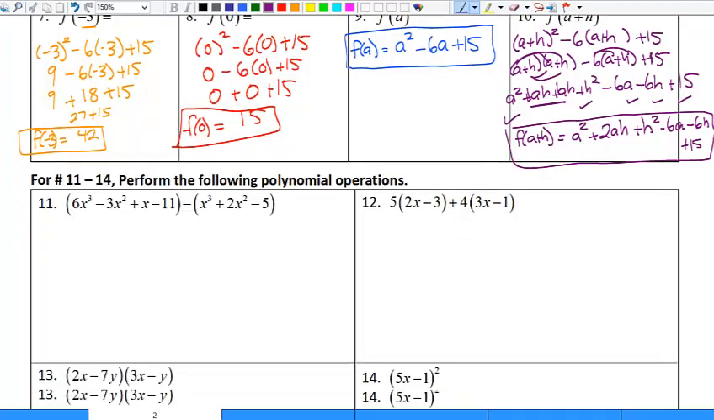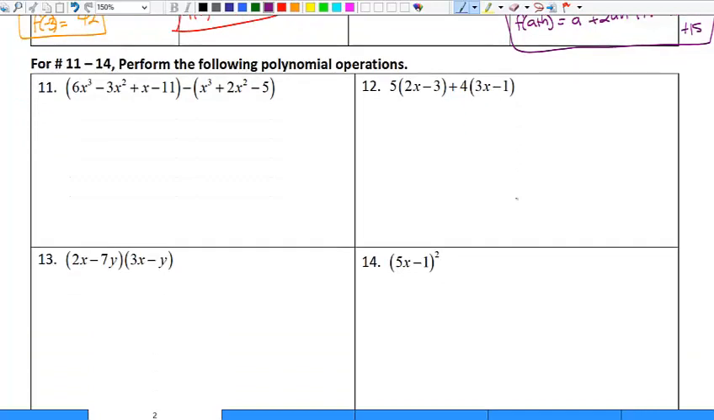Okay, for the next section it says perform the polynomial operations. So add, subtract, multiply, or divide, whatever it tells you to do. On this first problem it says subtract. I'm taking this first polynomial and I'm subtracting the second polynomial. Notice the operation in between is subtract. So I'm going to take that negative, or negative 1 if you will, and distribute it amongst the whole second parenthesis. So all of the terms inside the second parenthesis change sign.